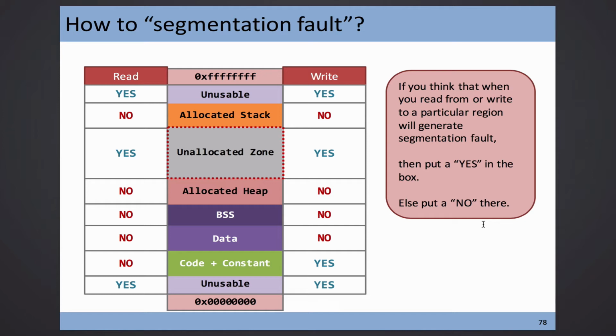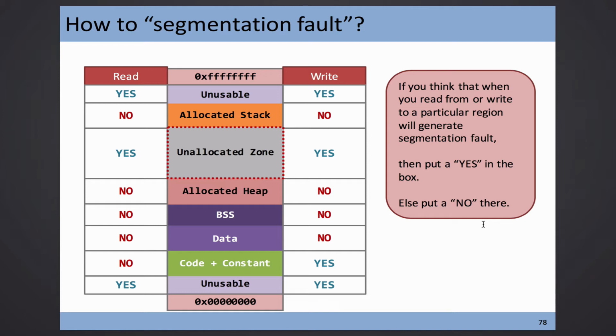Before, I didn't tell you about these two areas. These two are unusable areas: one is for some really low addresses, one for some really high addresses. You cannot use these two areas. No matter whether you're reading or writing, you will generate segmentation faults. In the beginning of this part, I showed you one program that assigns the value 10 to a pointer and dereferences it. It's actually talking about this unusable area.